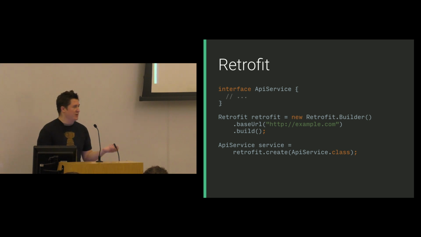So if you saw, that call object is still parameterized on list of users. So we're still getting our domain object. And Retrofit is going to handle that conversion automatically. And those are some of the things we're going to look at.